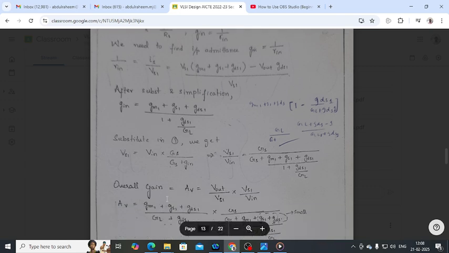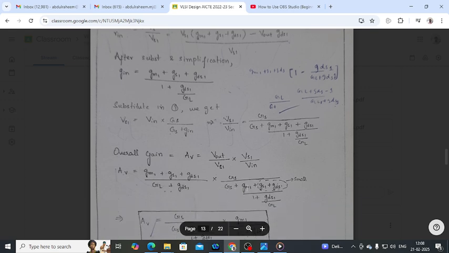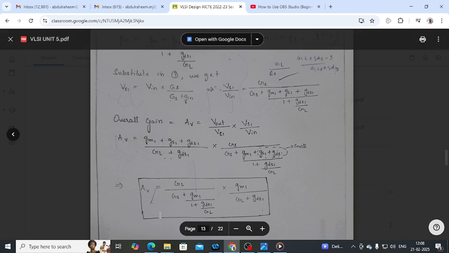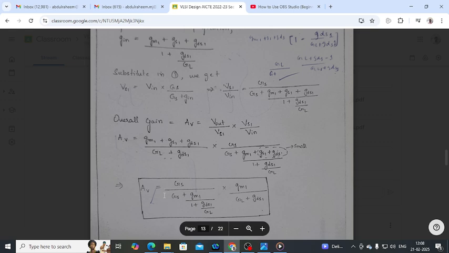So the overall gain is nothing but Av, V out by VS1 multiplied by VS1 by Vin. V out by VS1 is nothing but gm by GL plus gds, and VS1 is nothing but gs by gs plus gm1. This small term can be negative. So finally the overall gain, the final equation for the gain of your common gate amplifier, is gs by gs plus gm by 1 plus gds1 by GL into gm1 by GL plus gds. So this is the end of your amplifier.